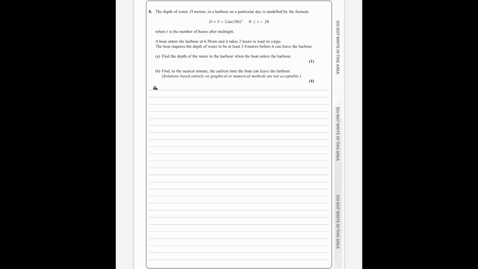All right, question number 8. So we've got a sinusoidal model here measuring the depth of water. To find the depth of the water in the harbour when the boat enters, well, it enters at 6:30 a.m., so t is 6.5. So plug 6.5 into the equation for the depth. Plug that into your calculator. Make sure you're in degrees and not in radians. It comes out as 4.48 meters.